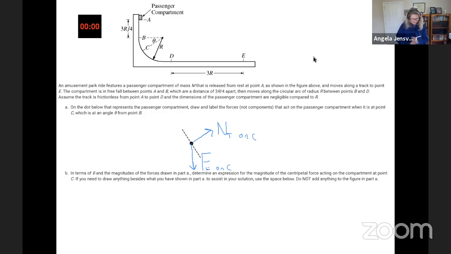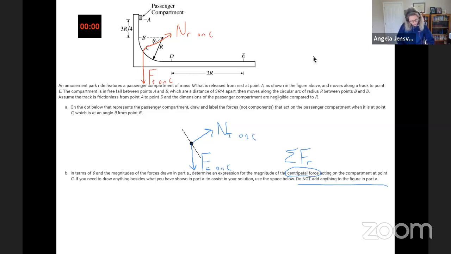And then it says get the centripetal force. Do you guys remember what centripetal force is from last week? I hope you remember. It's just the sum of the forces in the radial direction. That's all centripetal force is, okay? And it also says don't add anything to your figure in part A. So let's go back up to the original diagram and we'll draw force of the earth on the compartment, normal of the ramp on the compartment, and then we want to draw components.